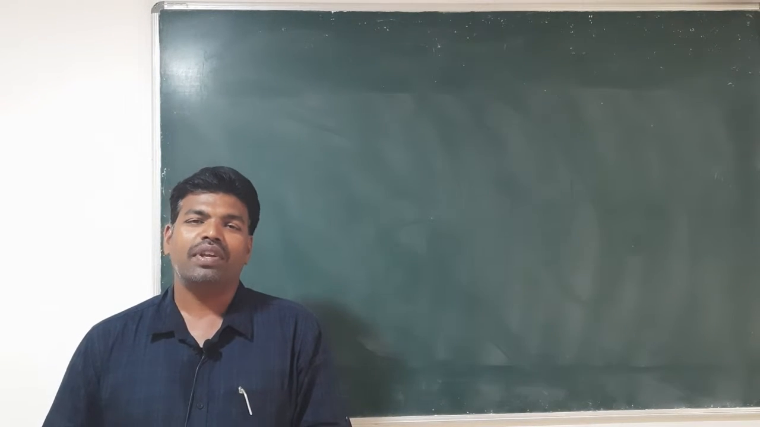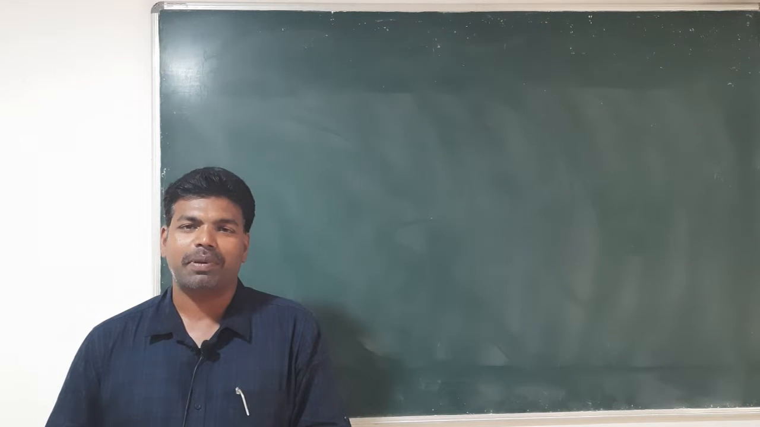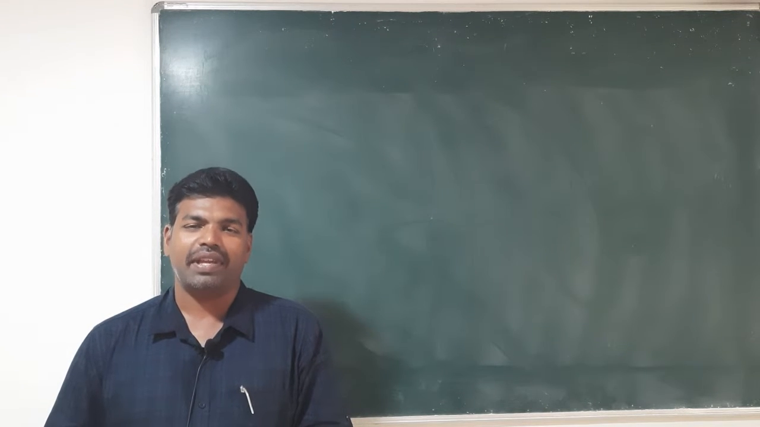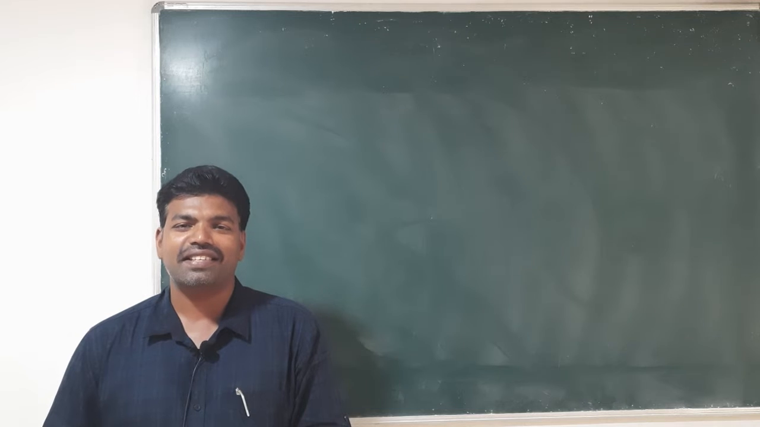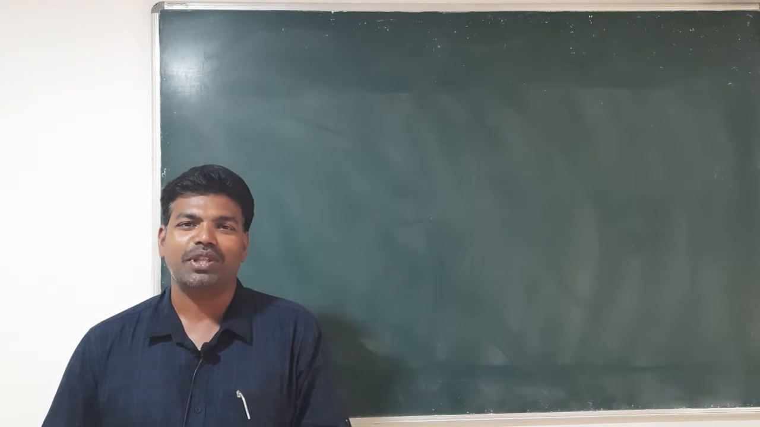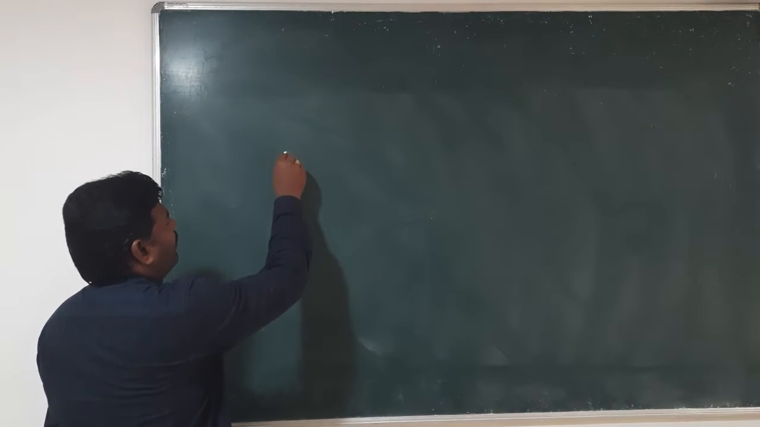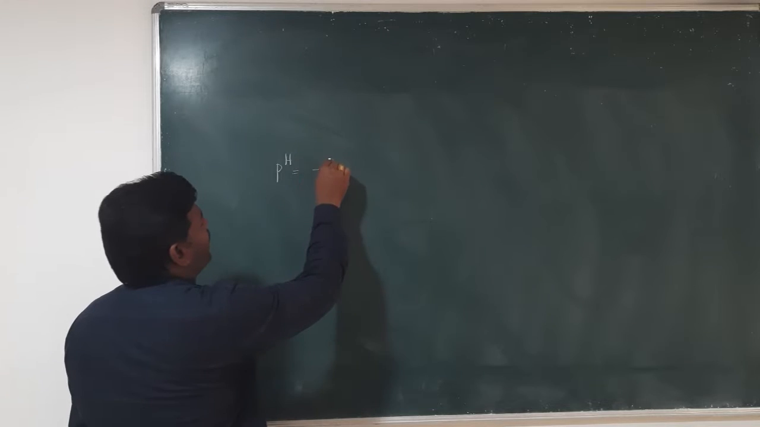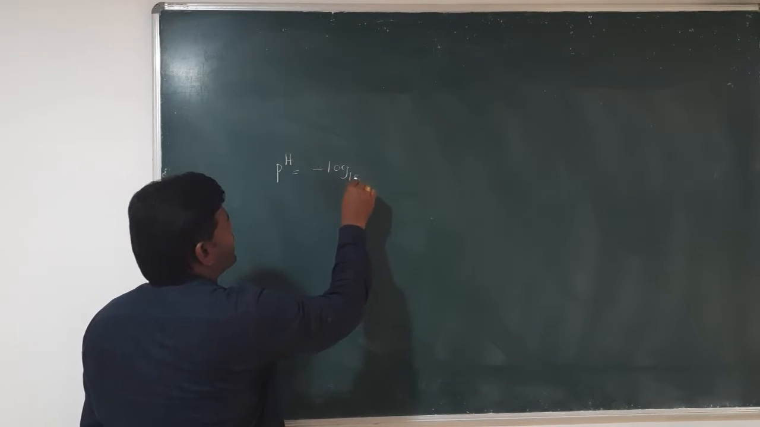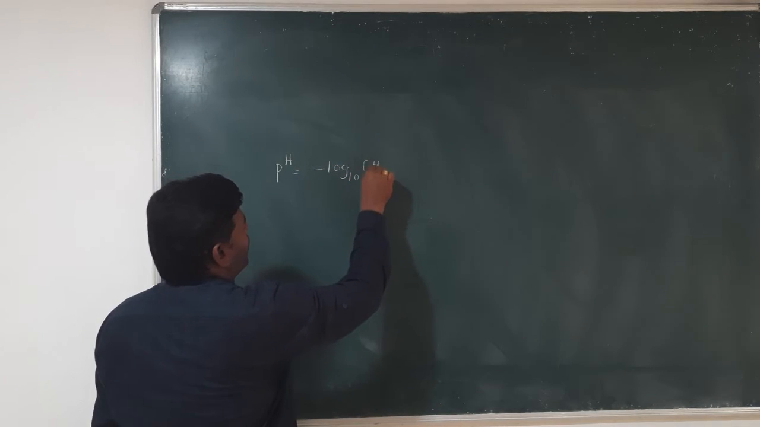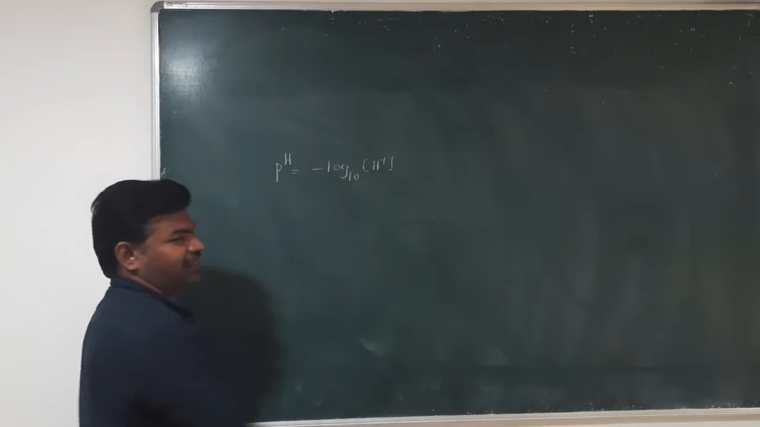In the last videos, we went through the concept of pH, and from the various videos on the pH concept, we came to know two definitions for pH. That is, pH is the negative logarithm to the base 10 of the concentration of H plus ions.